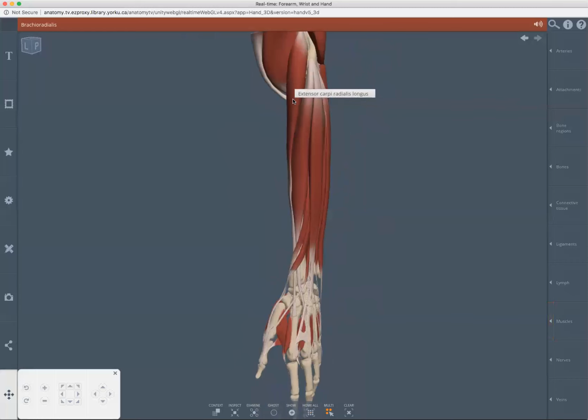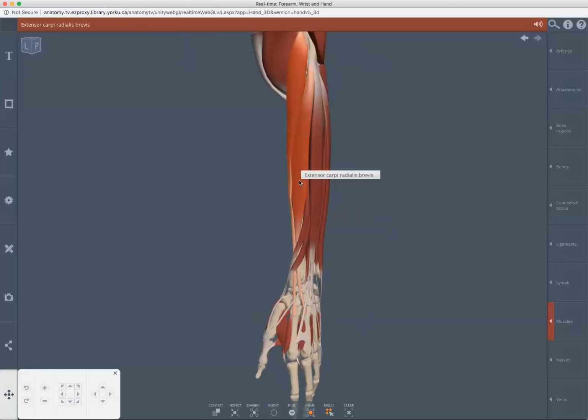So our first of the extensor group, or the posterior group, is actually kind of right on the side, on the radial side, and that's extensor carpi radialis longus. Okay, so that tells you it's an extensor. Carpi means it acts at the wrist. Radialis means you'll find it on the radial side. And longus means there's a long and a short, okay? So extensor carpi radialis longus, and you can see the tendon there going to the second metacarpal.